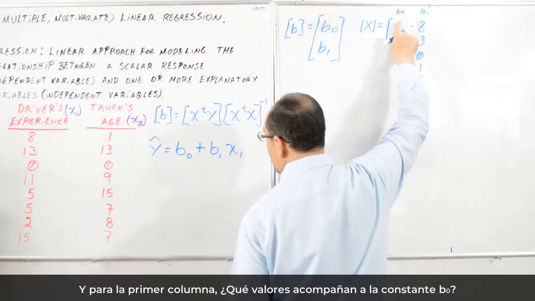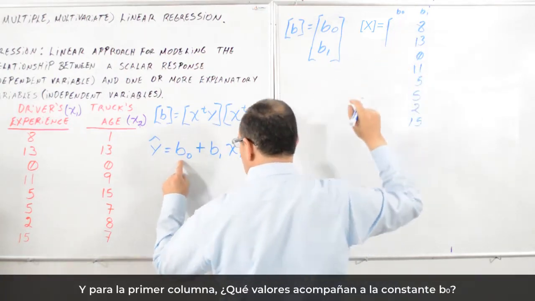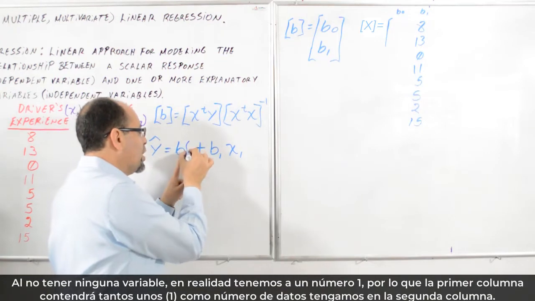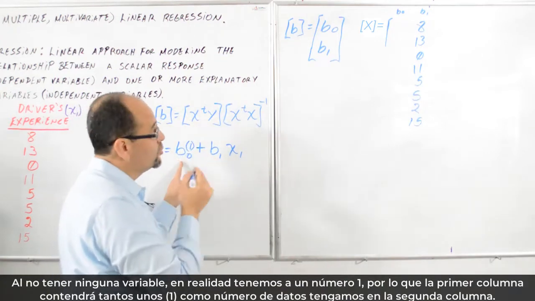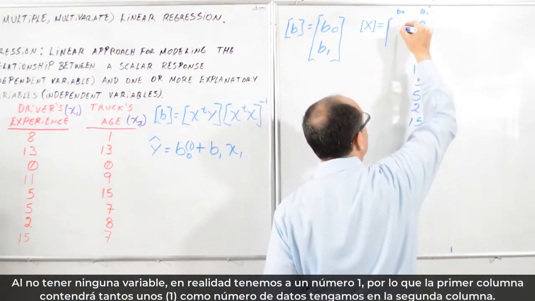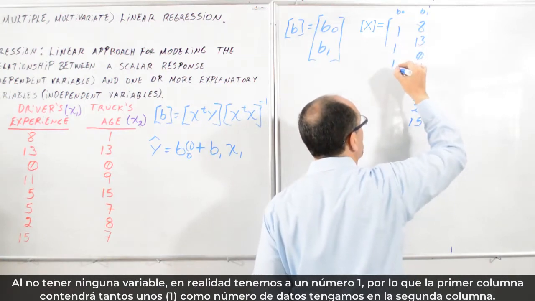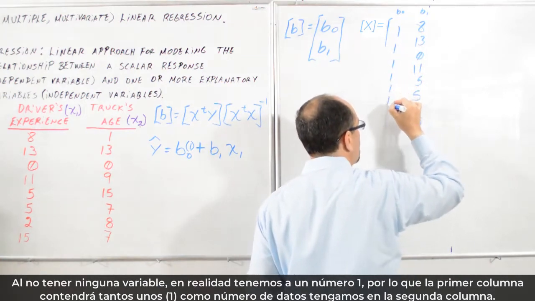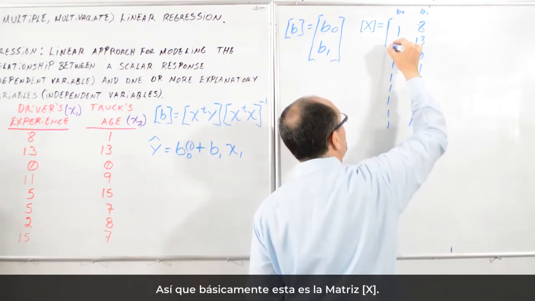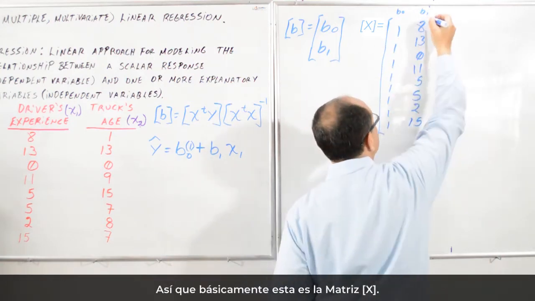And what will be the column that is going with B0? Well, actually here we are having a number 1. So for this specific example, we are having 1, 1, 1, 1, 1, 1, 1, 1. So basically this is matrix X.